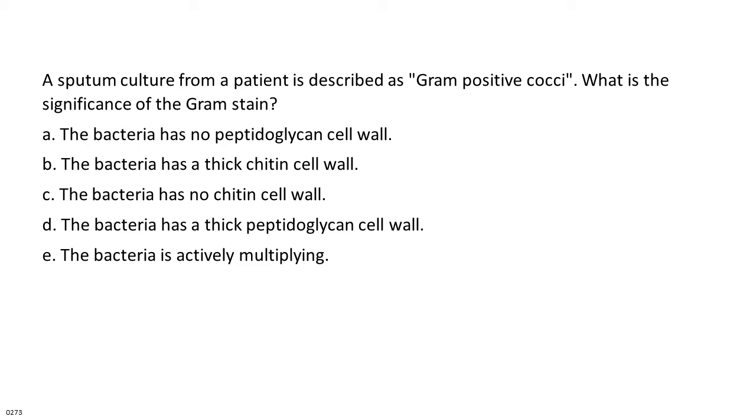A sputum culture from a patient is described as gram-positive cocci. What is the significance of the gram stain? A. The bacteria has no peptidoglycan cell wall. B. The bacteria has a thick chitin cell wall. C. The bacteria has no chitin cell wall. D. The bacteria has a thick peptidoglycan cell wall. E. The bacteria is actively multiplying.